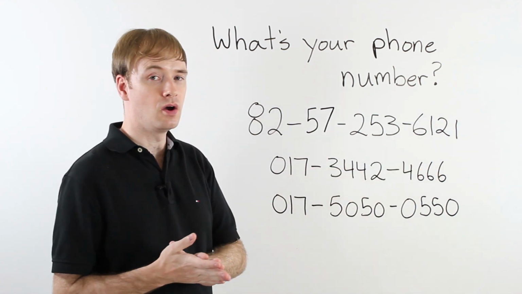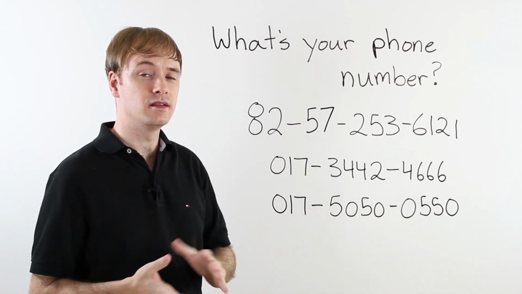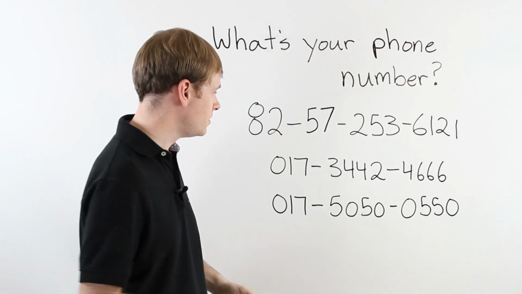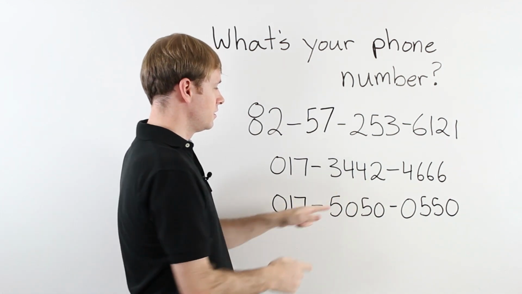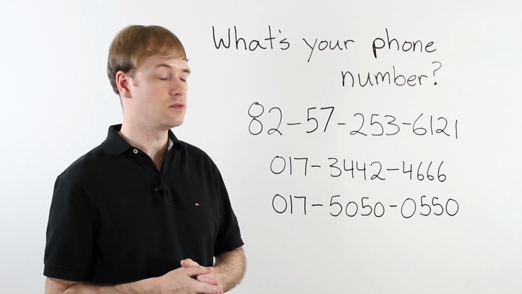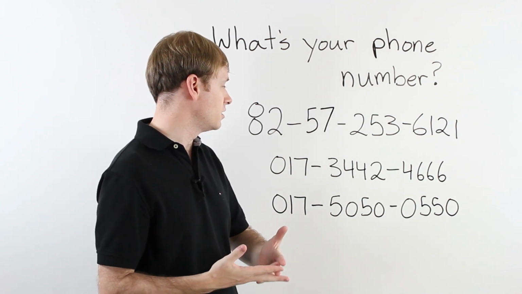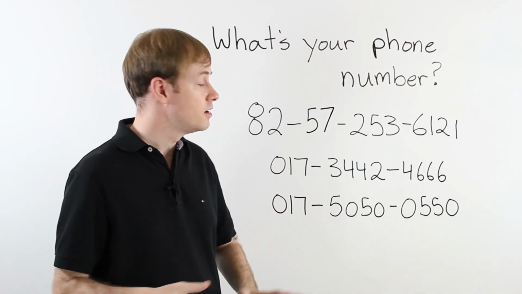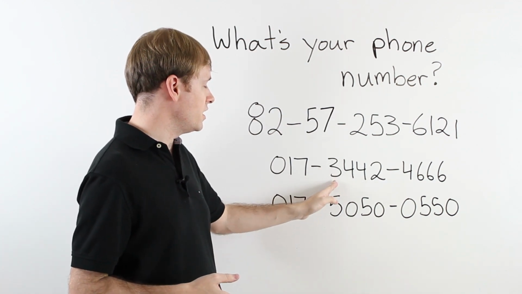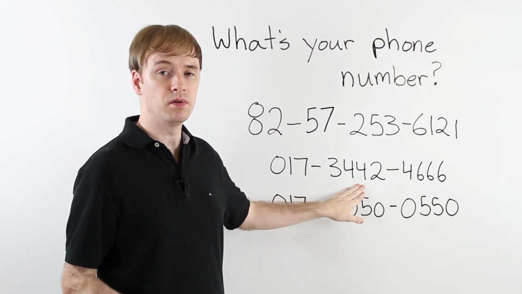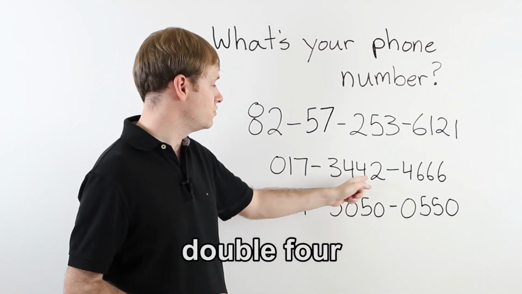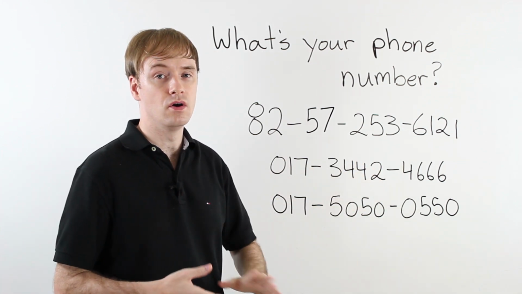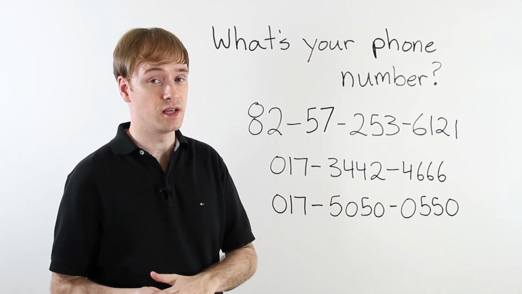017-3442-4666. Okay, now there's an easier way that a native speaker would express this number. If you look here, there are 2 4s, okay? So a native speaker, well, they might say 3442, that's fine. But another way, 3, and we would say double 4, because there's 2 4s, that's double. So 3, double 4, 2. Okay, so that's another way to express that number.